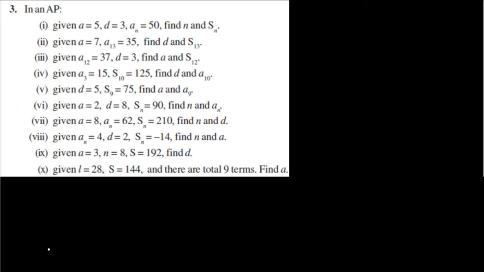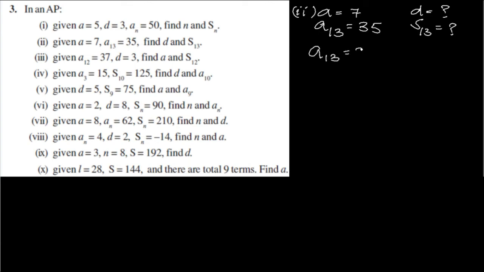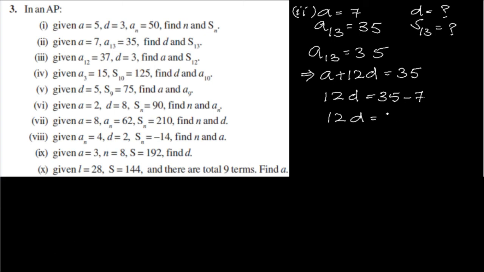Let us solve the second sub question. In the second question, we are given the first term 7, and the 13th term which is 35. We need to find out the common difference and also the sum of 13 terms. What does the 13th term refer to? A13 equal to 35. This implies a + 12d will be equal to 35. They have given the value of a. Using that, I can find 12 times d equal to 35 minus 7, which is 28. So the value of d is 28 by 12, nothing but 7 by 3.